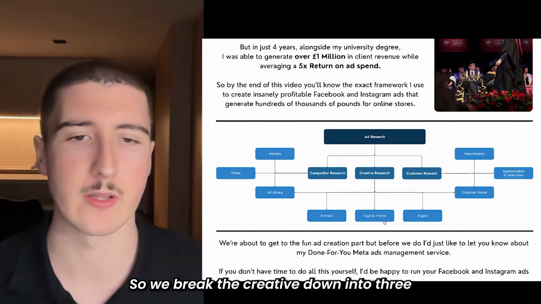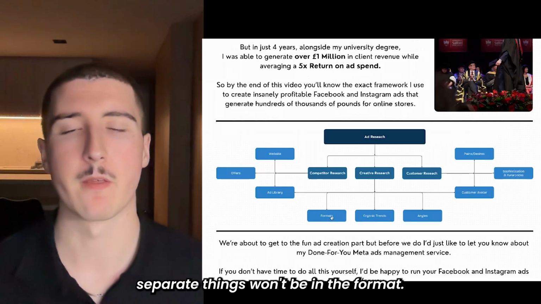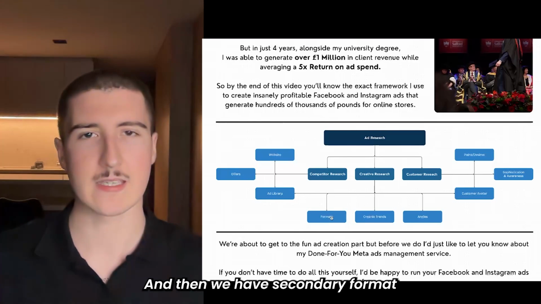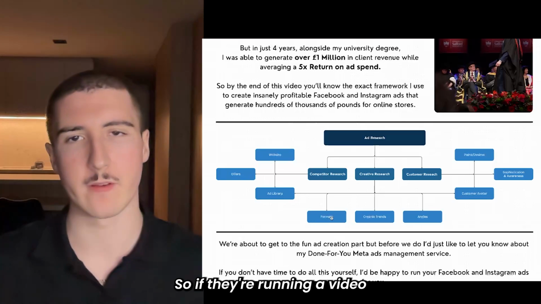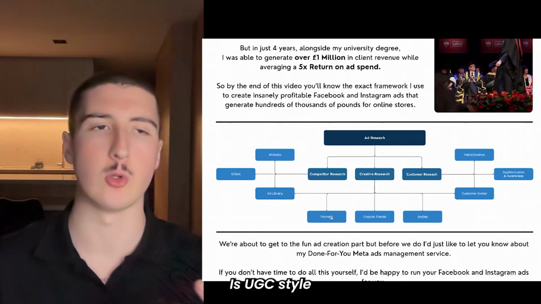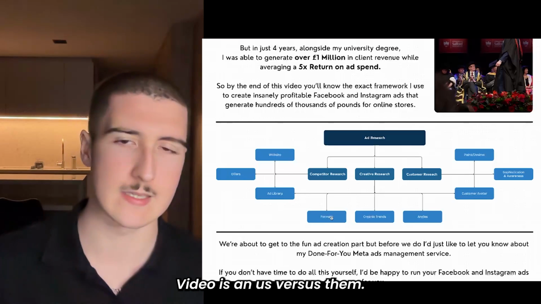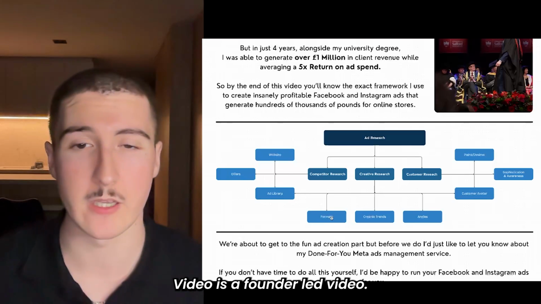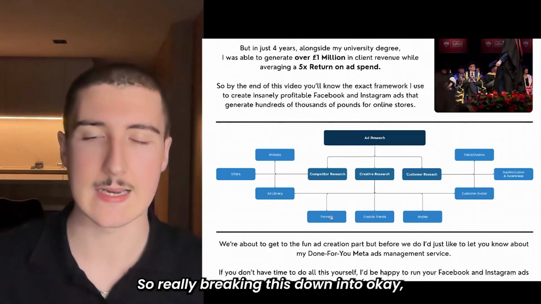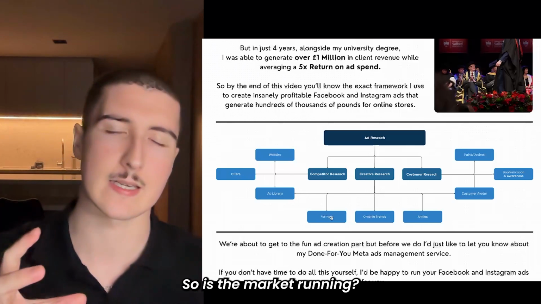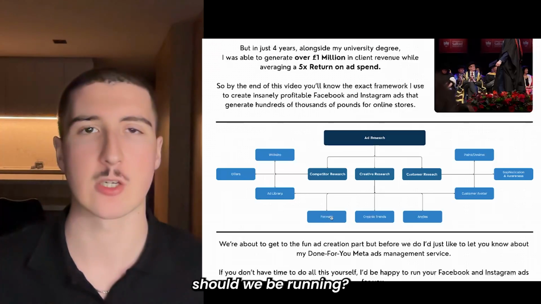We break the creative down into 3 separate things. One being the format, so image, video, carousel, catalog, and then we have secondary format within that. So if they're running a video, what kind of video are they running? Is it a UGC style video? Is it a product demonstration video? Is it an us versus them video? Is it a founder led video? So really breaking this down into, okay, which kind of formats are our competitors running, which kind of formats is the market running, which kind of formats should we be running.